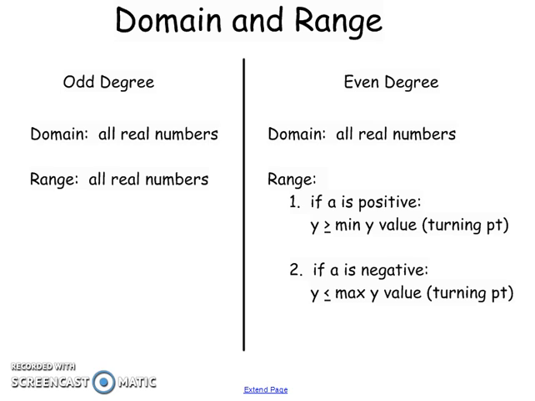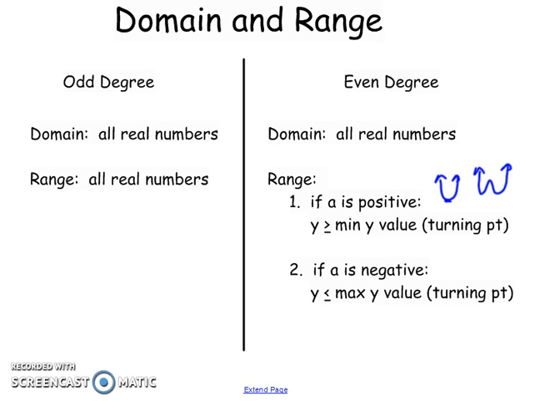For the even degrees, like our quadratics or our quartics, the domain is all real numbers. Same thing when we did quadratics. Now the range with quadratics depends on the max and the min. Same thing with quartics or anything higher. If a is positive, so if it opens up like this or like this, the range is going to be y is greater than or equal to the minimum y value of one of the turning points.